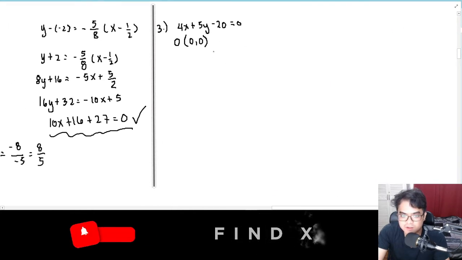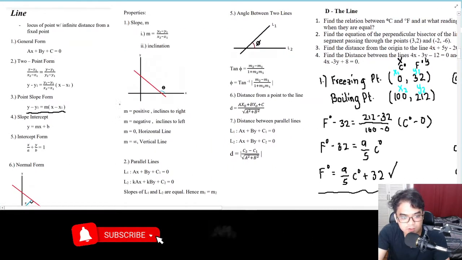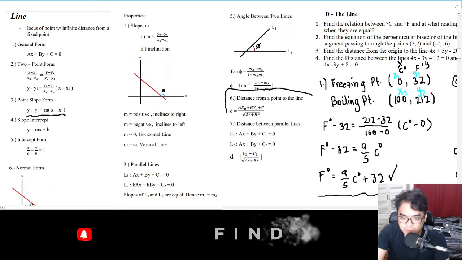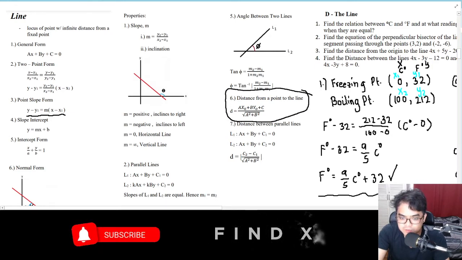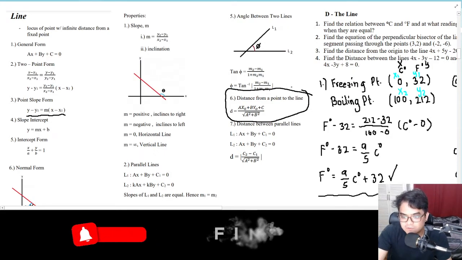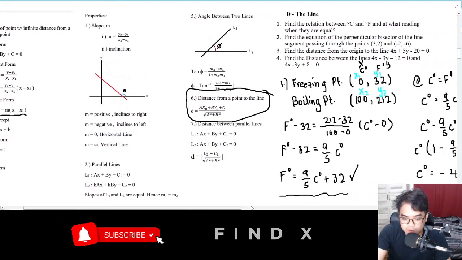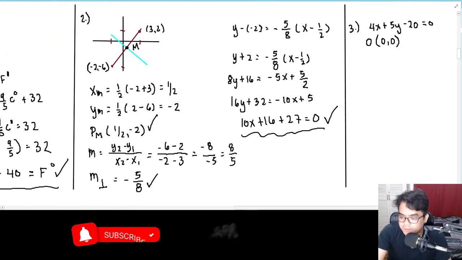So distance of a line to a point. We already have a formula for that, the distance from a point to the line. All you have to do is substitute the given x and y, or the given coordinate, into the equation of the line, all over the square root of the sum of the squares of their coefficients.